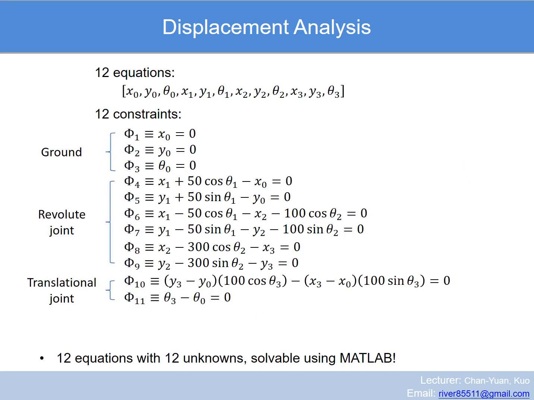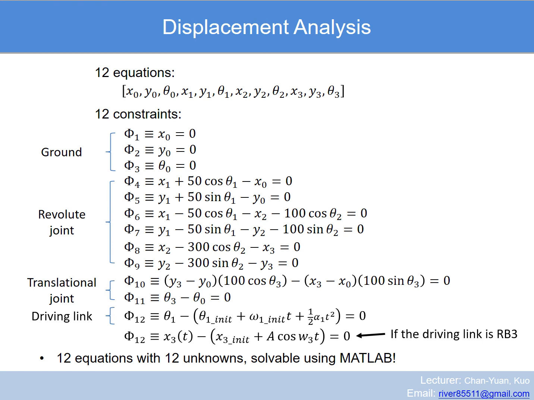Now we have 12 equations and 12 unknowns. And after these equations are solved using MATLAB, we will end up with the position of all the rigid bodies. So this is how we derive the constraint equations of a slider crank mechanism and how we analyze its displacement.